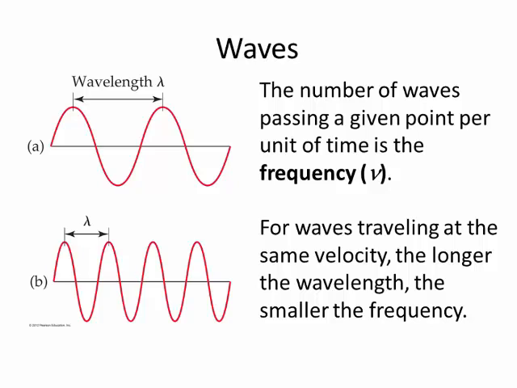The wavelength is the distance between two equivalent points on the wave, whether that be the peaks or the troughs or midpoint, doesn't really matter. The wavelength is the same, but it's the distance between two repeating points. The other thing is the frequency. The frequency is how many of those wavelengths are passing a given point in a period of time.